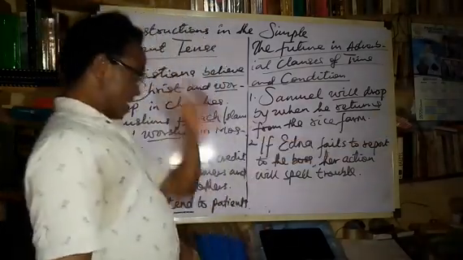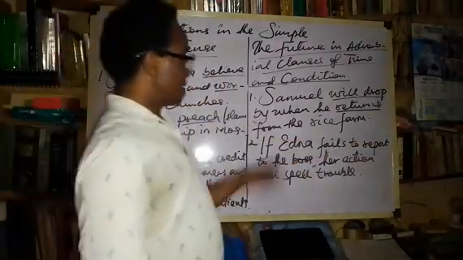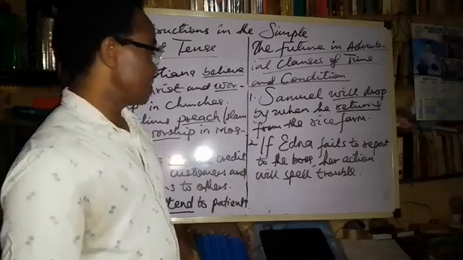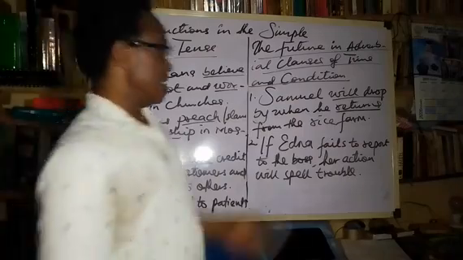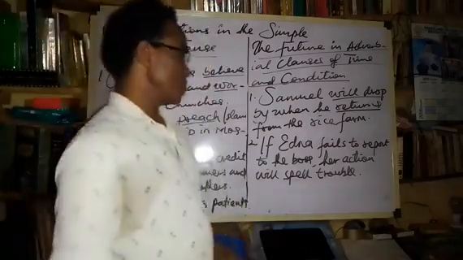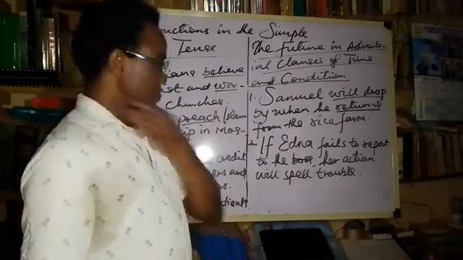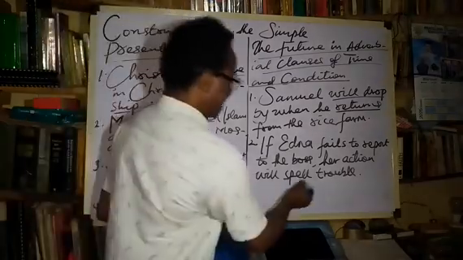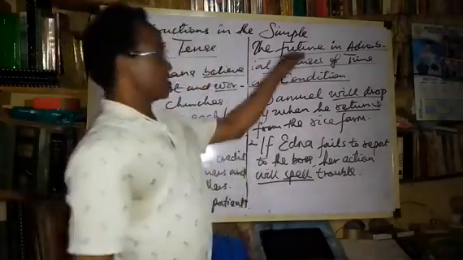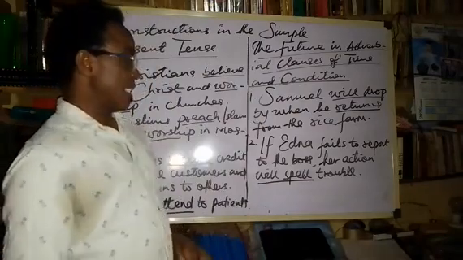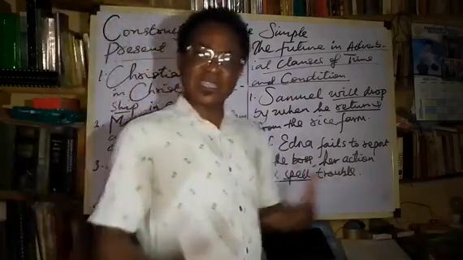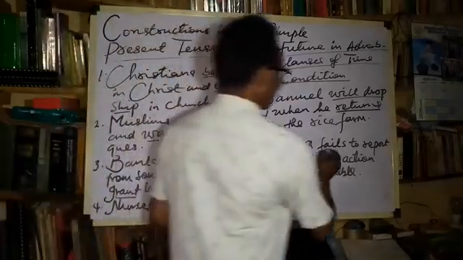Then number two says, if Edna fails to report to the boss, her action will spell trouble. What will her action do? Will spell, simple future tense. Her action will spell trouble. In what condition? Then we have if Edna fails.